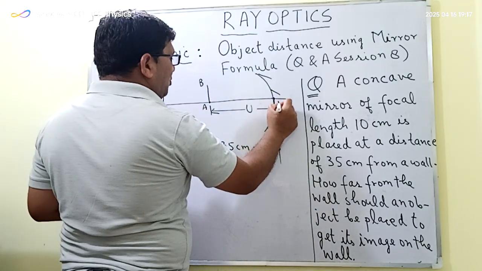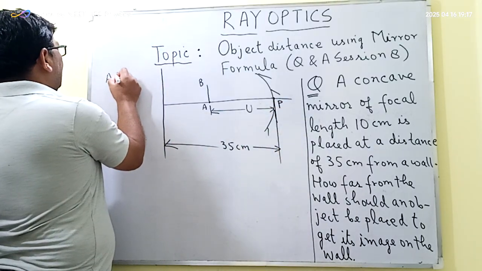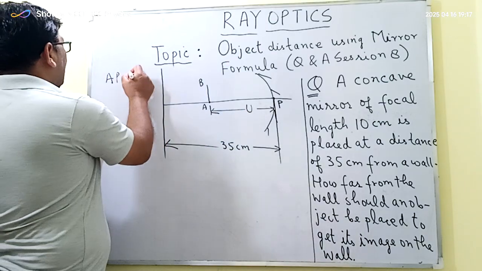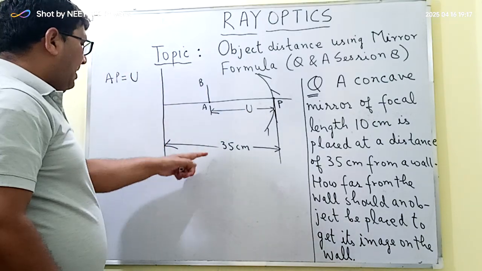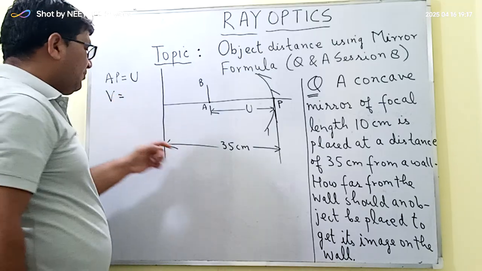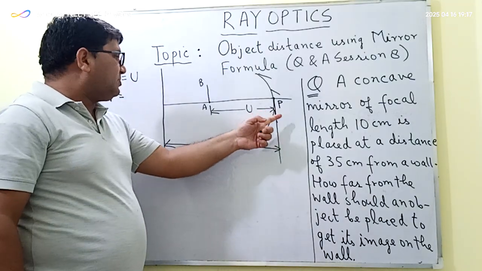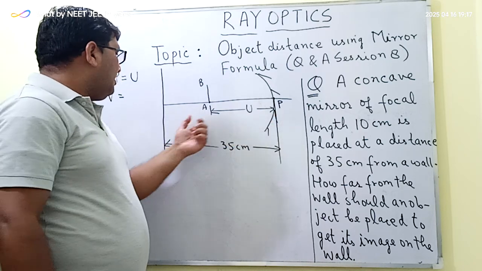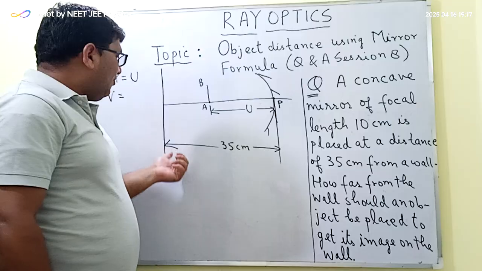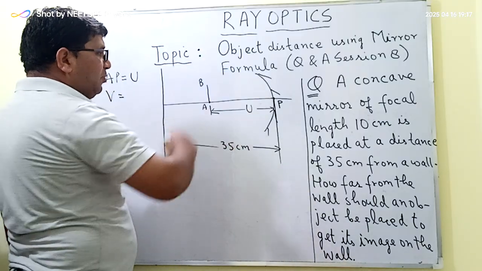Let us say the pole of the mirror is P. So AP is the distance of the object from the pole of the mirror, and this will be equal to u. And here v is the image distance, that is the distance of the image from the pole of the mirror, and this image is being formed on the wall which is placed at the distance of 35 cm from the pole of the mirror.